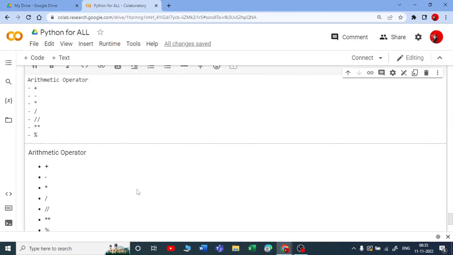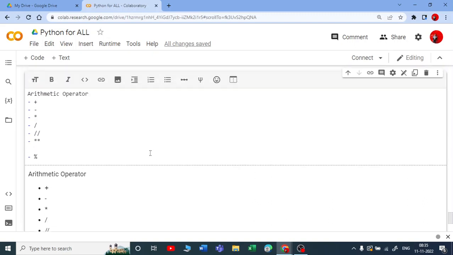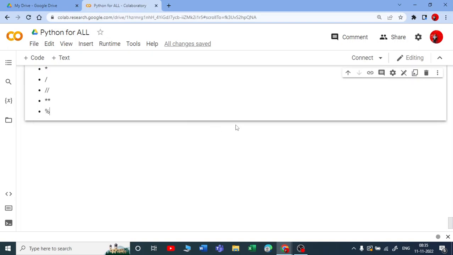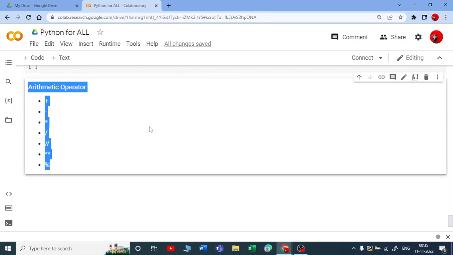Let me just recap all this. So this is addition, subtraction, multiplication, and the special type of operator in Python is your floor division operator. This is a division operator, this is an exponential operator, and this is a remainder operator. Let us apply all that in real time and see how it looks.